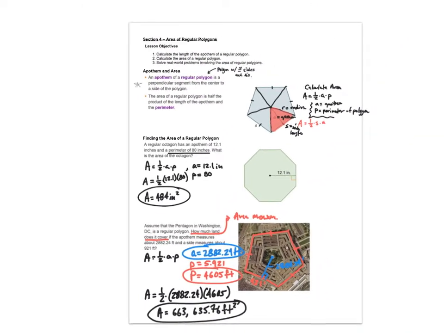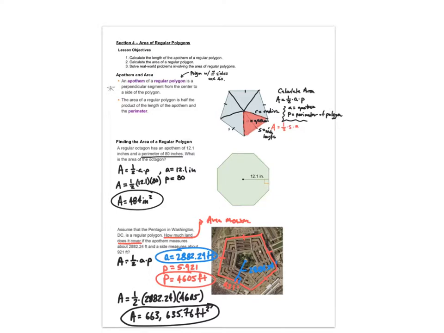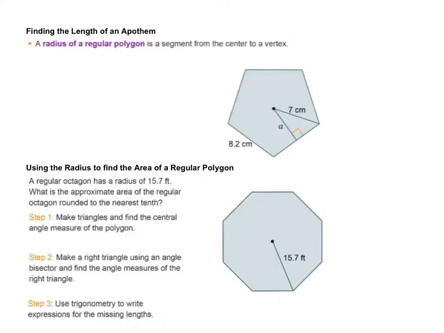All right, so that's the idea. Let's move on to the next page. We'll look at some more challenging problems. On the next one, what we have is finding the length of the apothem. All right, so we're going to find that value.